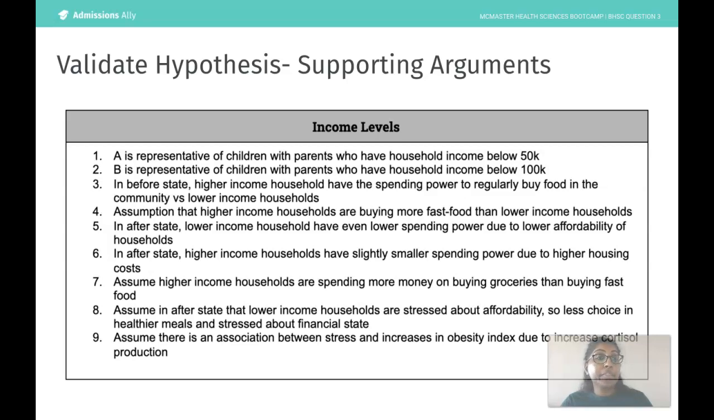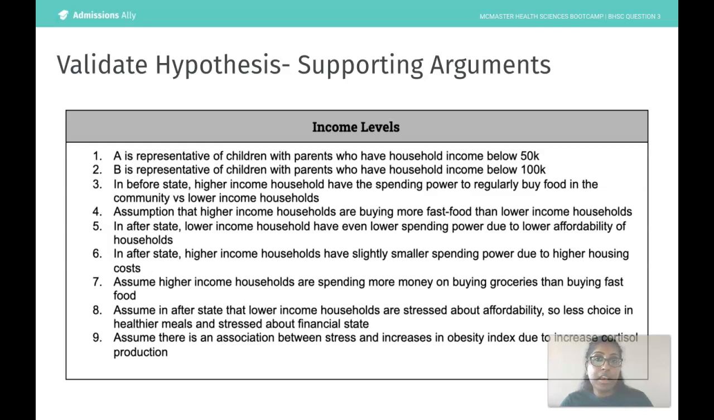And then when I talk about the after state, I'm saying the lower income households have lower spending power because we know from the text that the affordability of the houses is much more challenging. That means they have a lot less discretionary income to spend. And in the higher income households, we're saying that they have slightly smaller spending power because, again, the housing costs have gone up.